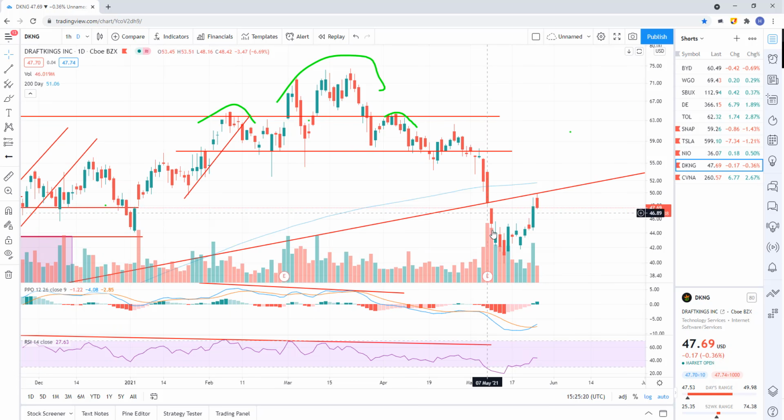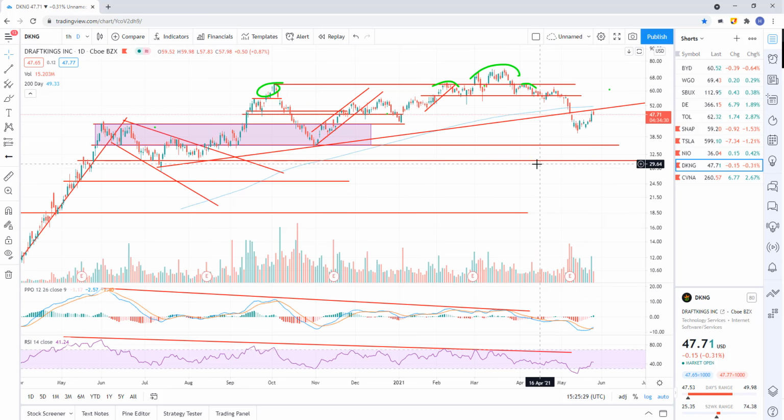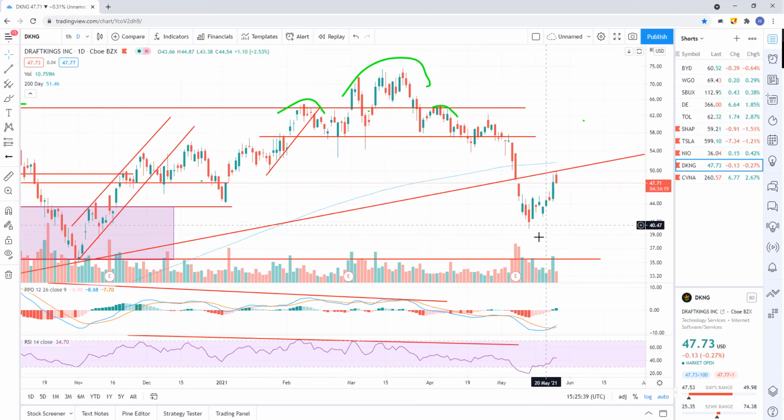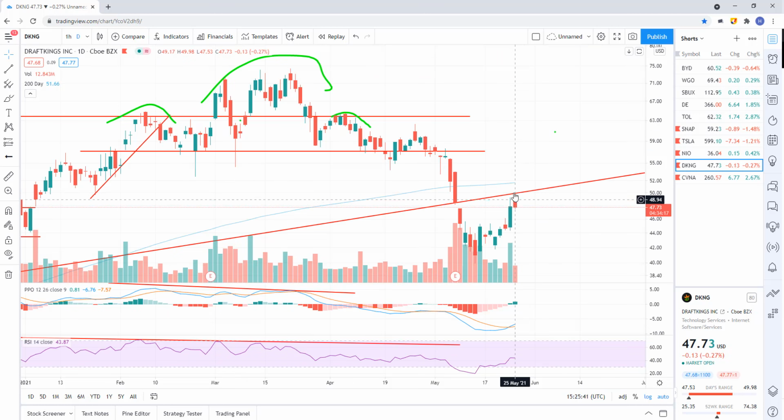Finally, we broke. Nice impulsive breakdown, but coming in for a back test. So that's an objective area to short. I did take a short on this. And I'm looking for DraftKings actually at this point probably to roll all the way down to 35.30 as the next level of support. So I like that. And you can see it's getting rejected so far today.